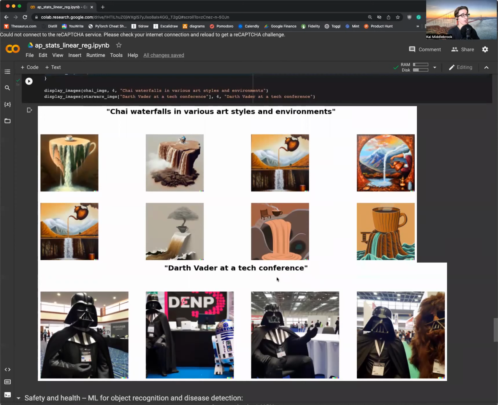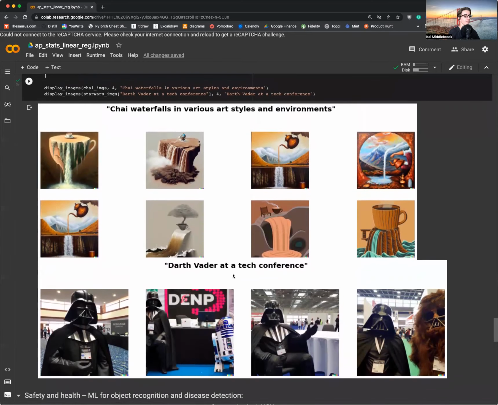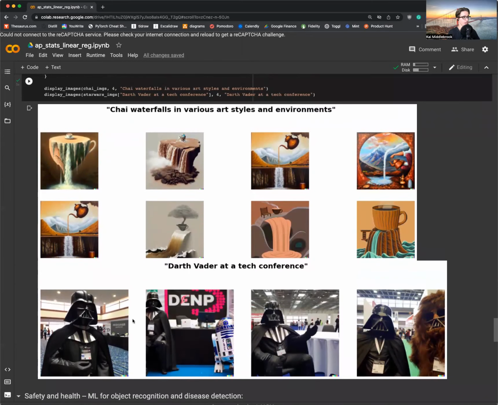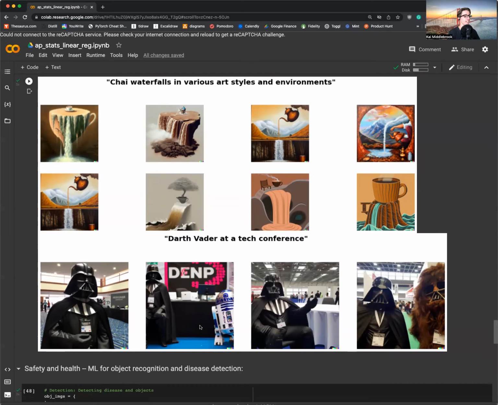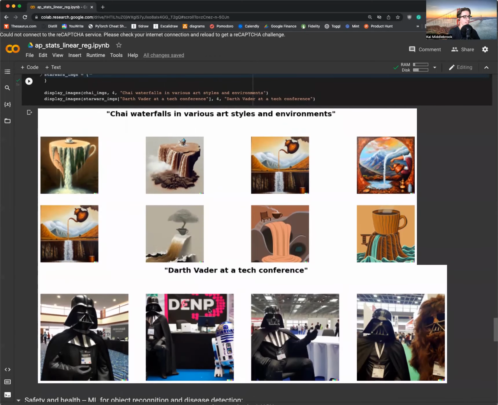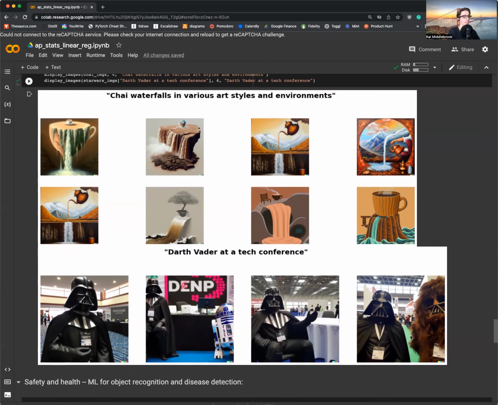And then another, a little bit more of a fun one here, a silly one, is a text input where we say Darth Vader at a tech conference. So, for all those Star Wars fans, this is what Darth Vader might look like if he had to go to a tech conference. And you can see that the machine learning model picked up that not only is Darth Vader Star Wars, but it even draws and adds some additional Star Wars characters to these images without us even prompting it to do so, which is really cool.